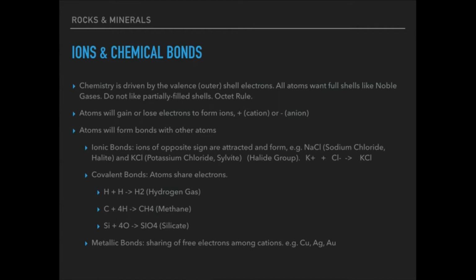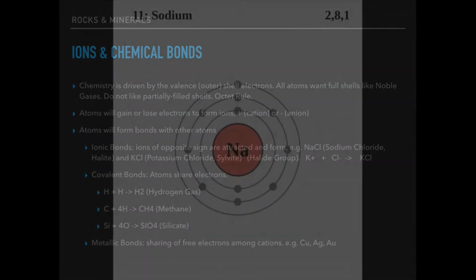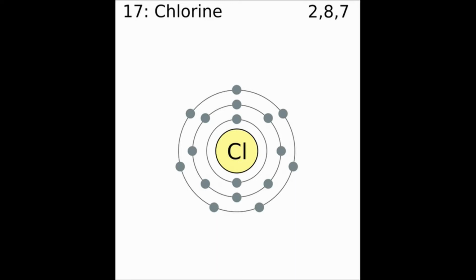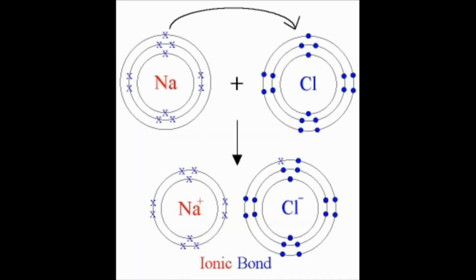With ionic bonds, ions of opposite sign attract each other. For instance, as we talked about before, sodium gets rid of 1 electron and becomes a cation, and chlorine adds 1 electron and becomes an anion. There you see the ionic bond. They will bond to each other, since positives and negatives attract. The sodium donates 1 electron, the chlorine picks up the electron, and they're now happy. And of course, we know that this is sodium chloride.